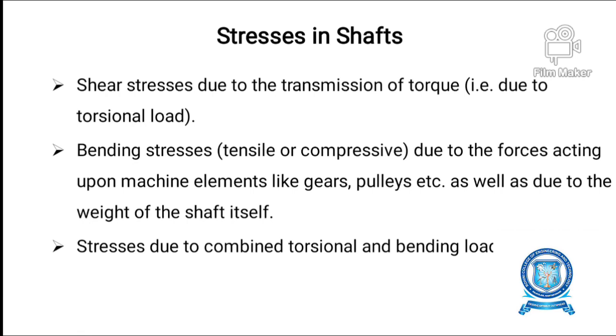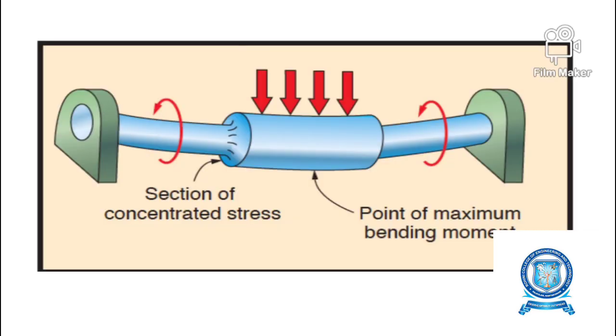Next, we are going to discuss various types of stresses. These are the various types of stresses that occur in shaft. From this figure, we can see the shaft is bending. The shaft is supported and fixed on both sides. The force is exerted upon the shaft. The shaft is trying to bend and twist.